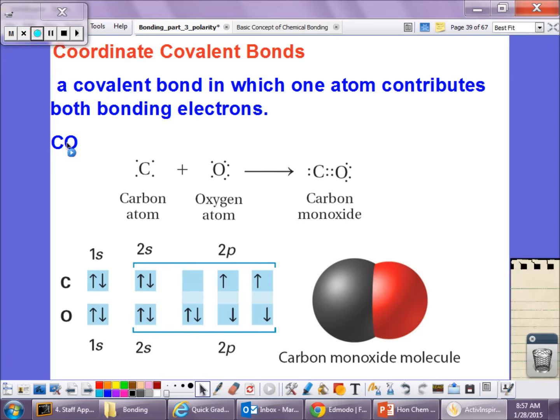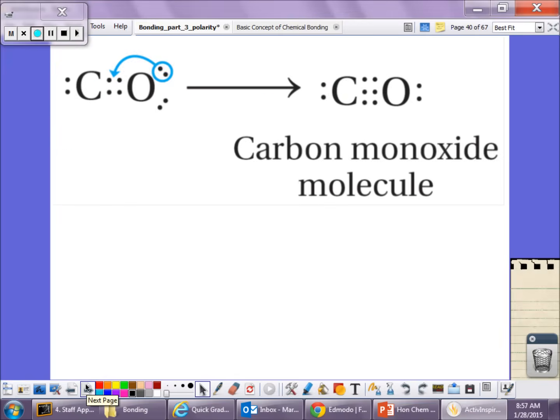For example, when you draw the Lewis structure for carbon monoxide, carbon has 4 valence electrons, oxygen has 6 valence electrons, and this is the Lewis structure for carbon monoxide. And which one is contributing to those shared electrons? This is the orbital notation. Carbon 1s2, 2s2, 2p2. Oxygen 1s2, 2s2, 2p4. And they are sharing 2 pairs of electrons.